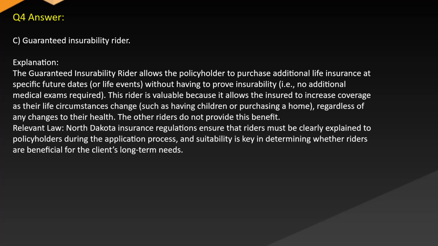Explanation: the guaranteed insurability rider allows the policyholder to purchase additional life insurance at specific future dates or life events without having to prove insurability, i.e., no additional medical exams required. This rider is valuable because it allows the insured to increase coverage as their life circumstances change, such as having children or purchasing a home, regardless of any changes to their health. The other riders do not provide this benefit.